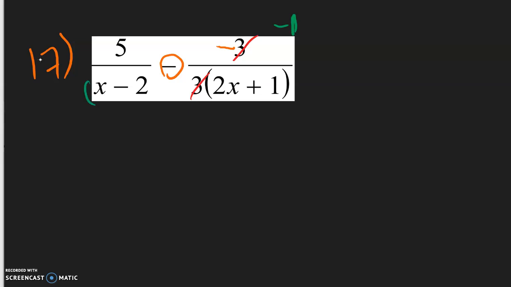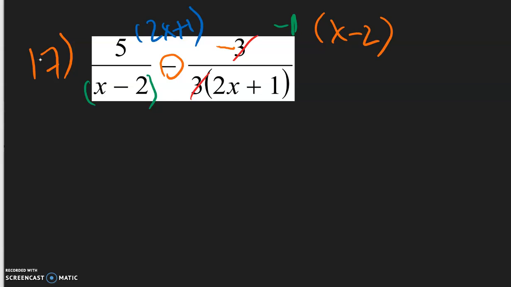Now, I'm going to put parentheses around this. So what does the first fraction need? The first fraction still needs a 2x plus 1. So right here, 2x plus 1. And the second fraction still needs the factor x minus 2.